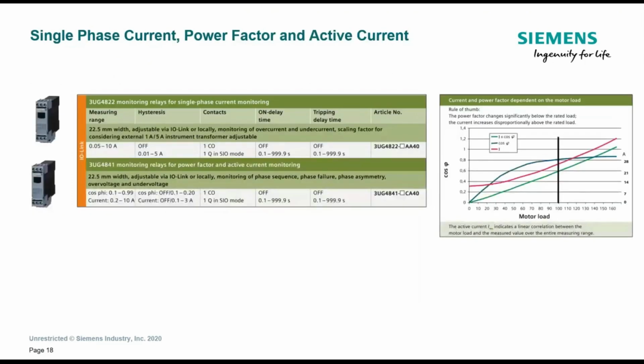From a current standpoint, we have both single-phase current and power factor and active current monitoring. Again, whether you're doing power factor that starts out fast and then levels off, or current that usually starts out low and then spikes up, the active current is a relationship of apparent current and power factor. So it's more of a linear curve. But all of these also transmit data back easily into the automation system as well.